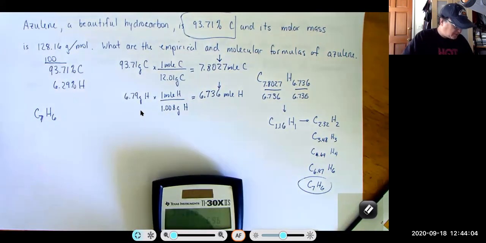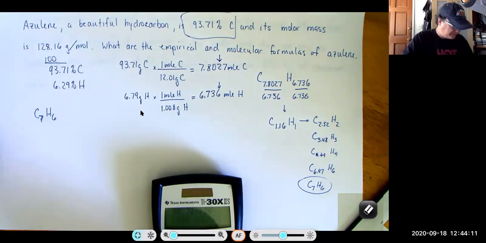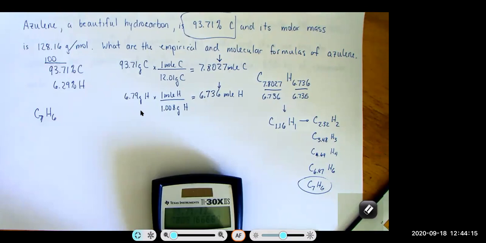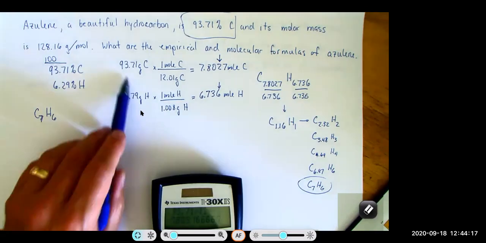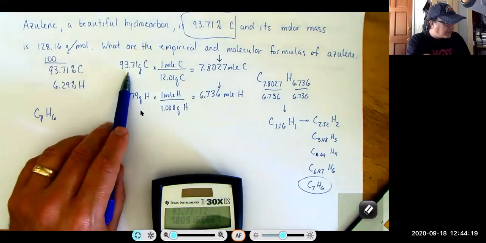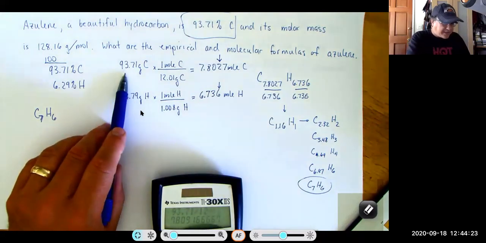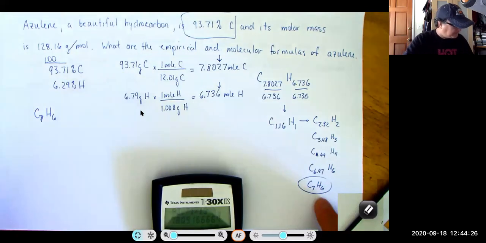Let's see, 93.71 divided by 12. Looks like maybe the 3 and 7 are switched. If they have 97.3, that's 93.7. Oh, no, they have 93.71. I said it wrong. Oh, okay. So I'm thinking that this might be the formula or something close to it.